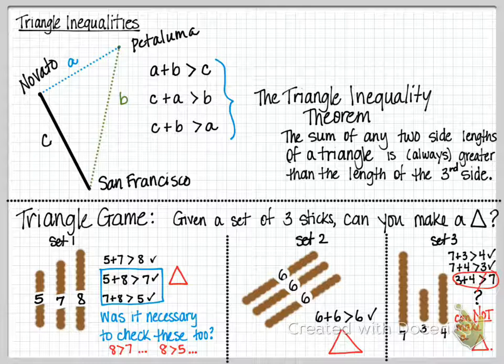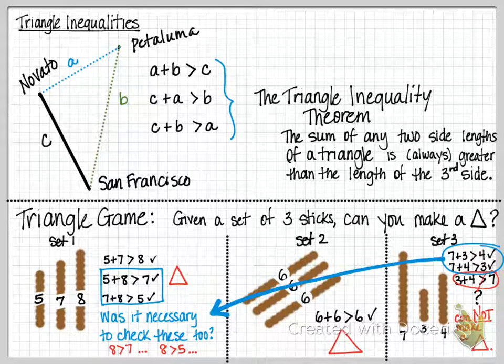And while I did check all 3 sets here of 7 plus 3 and 7 plus 4, let's go back to that very first problem where we said, was it necessary to check on all of them? No, we didn't. We only needed to really check the sum of the two shortest, 3 plus 4, to make sure that it was indeed greater than the third side. In this case, it was not, so we can't make a triangle. This elaborates the Triangle Inequality Theorem, which again states that the sum of any two side lengths of a triangle is always greater than the length of the third side.